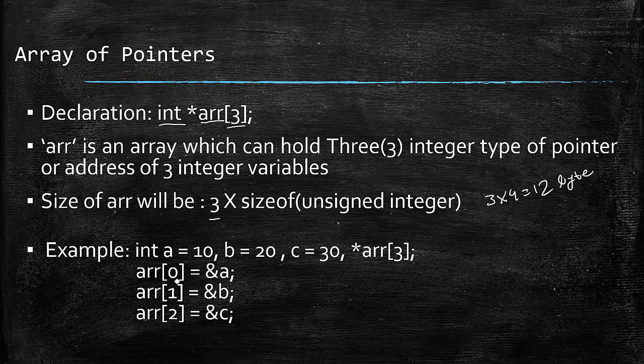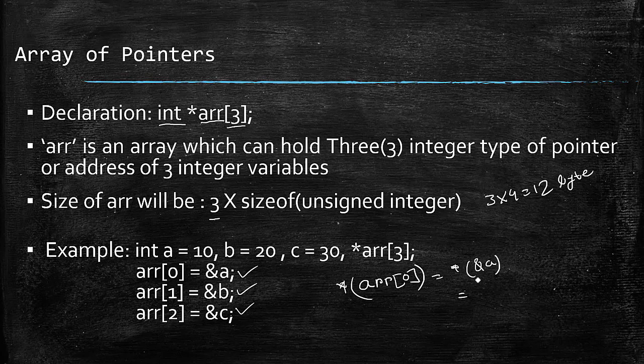ARR[1] is holding the address of B, and ARR[2] is holding the address of C. So each and every cell of the ARR array is actually holding an address of an integer type of variable. How can we access the value of A by using ARR? If I want to access the value of A variable using the ARR array, then we should write it like this. So this will give me the address of A, because it is holding the address of A, and we note that by this notation we can access the value of A.